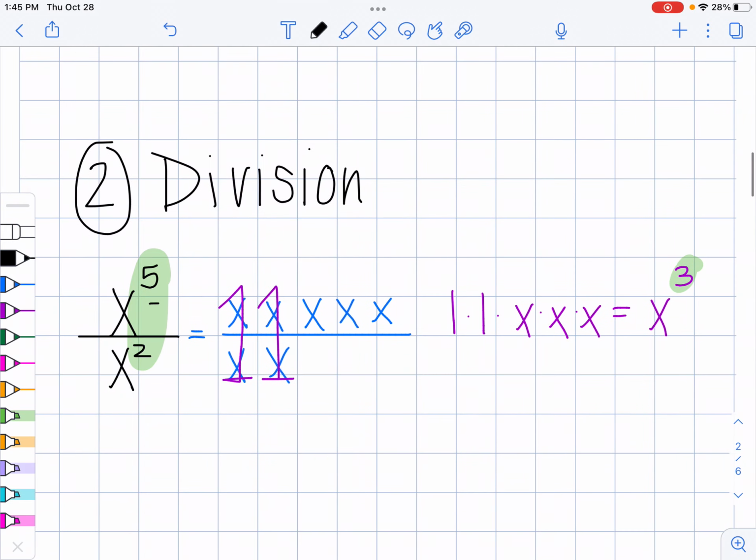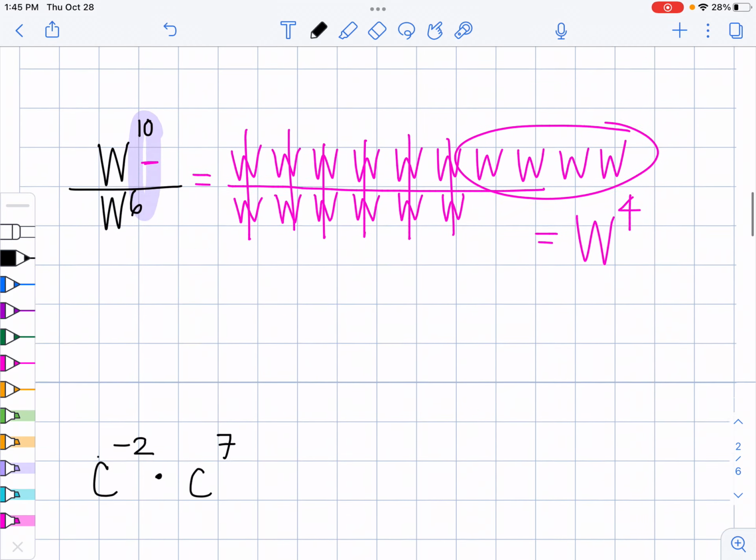So when I'm dividing, if I have x to an exponent a divided by x to an exponent b, my final exponent, I always subtract the top exponent minus the bottom. Always the top minus the bottom. Okay, so try this one on your own.